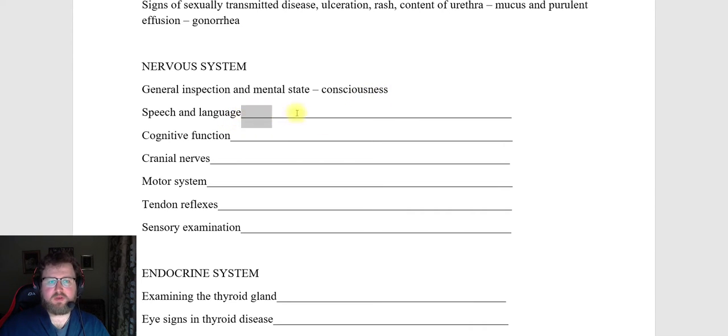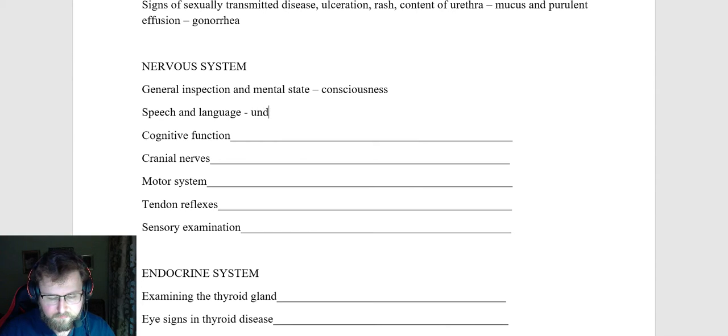So next, speech and language. Of course, you begin talking to him, and you can understand if he understands your speech, if he interprets the words you are saying to him correctly. That means that his mental state is mostly clear.